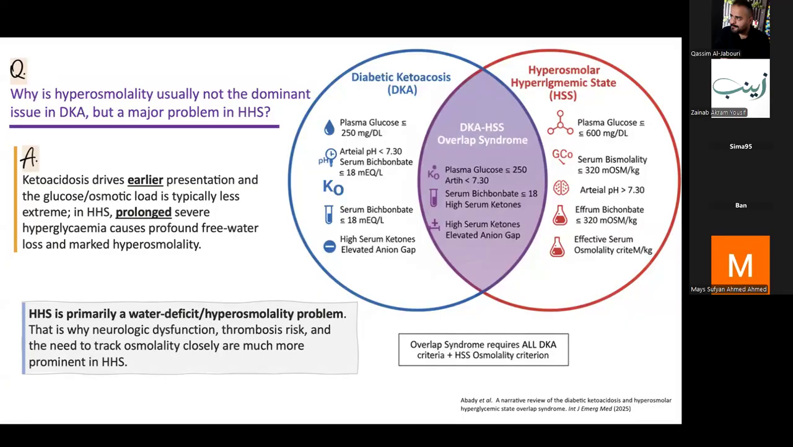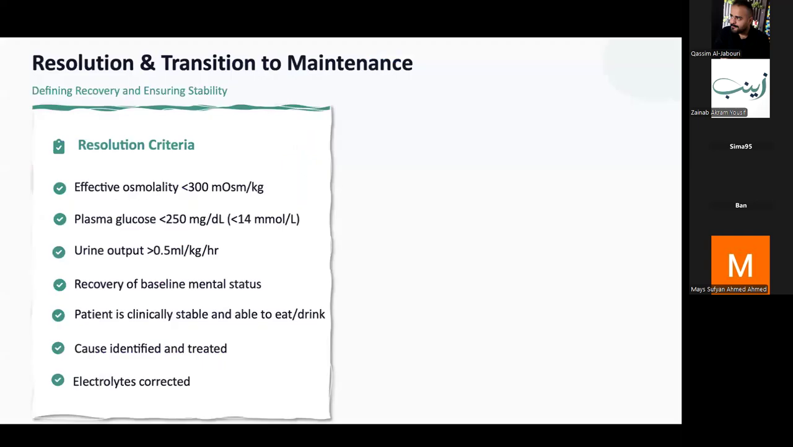Okay, good. How do we know HHS has resolved? HHS resolves when you reverse the issues that the patient presented with, namely osmolality below 300 or normal osmolality, normal or slightly elevated blood sugars, adequate urine output, recovery of the baseline mental status, as well as a stable patient who is able to eat and drink if their baseline was that they were able to eat and drink. And we have treated the trigger and corrected electrolyte abnormalities. Okay.